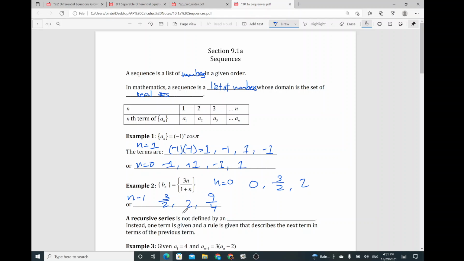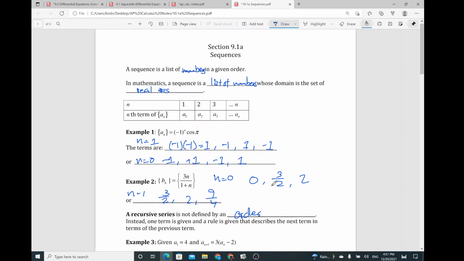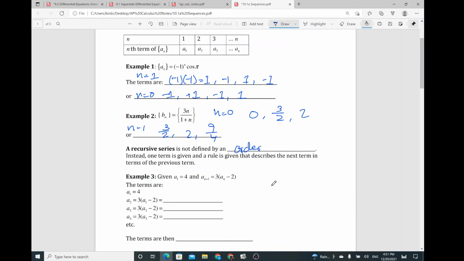A recursive sequence is not defined by an order. Instead, one term is given and a rule is given that describes the next term in terms of the previous term. Given that a sub 1 is 4, a sub n plus 1 equals 3 times a sub n minus 2. Whatever the preceding term is, you need to put it into the formula, and then you calculate the next term.